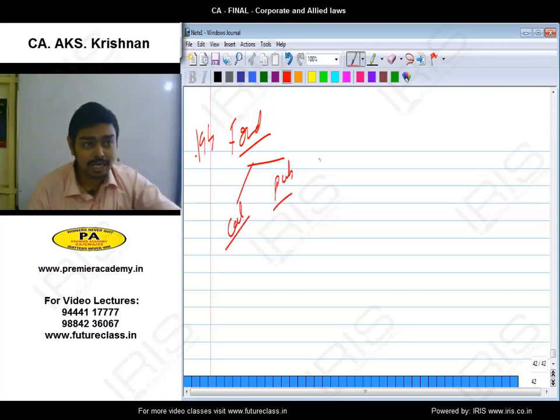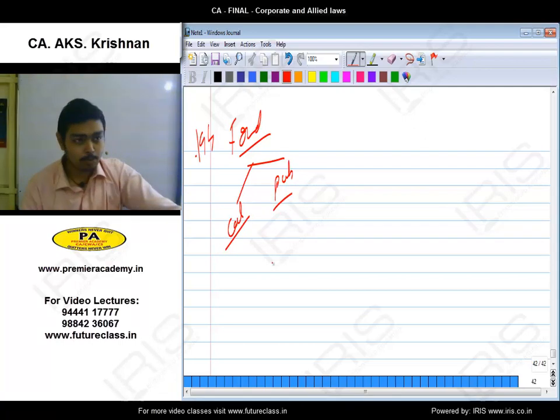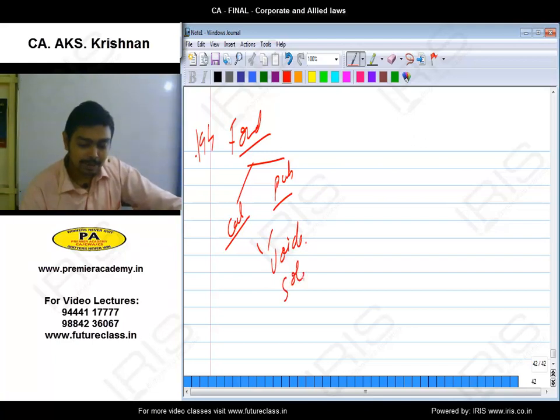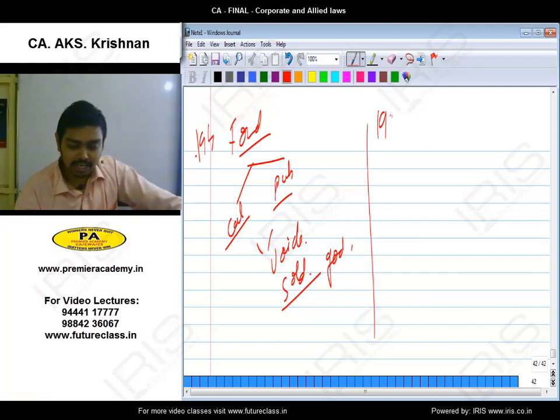At a future date at a predetermined price. Correct? So, it is prohibited. All the shares allotted to him are void. Even if he sold them, the person who bought the shares will not get good title.